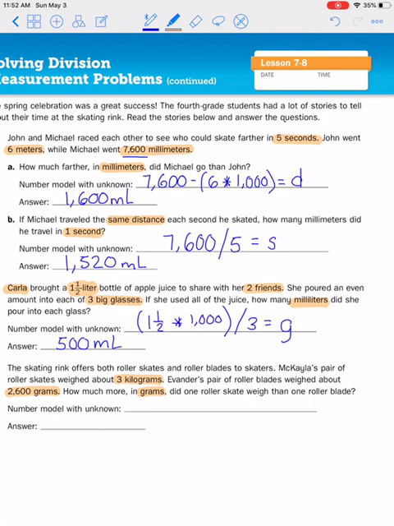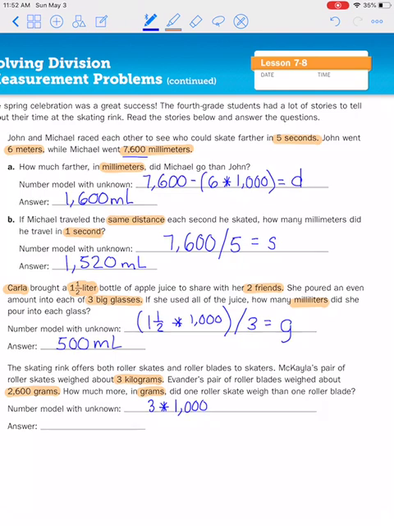So now we automatically know we have to convert kilograms to grams. Again, use your student reference book if you don't know these by heart, but it is something that you're going to have to memorize. So I know that there's 1,000 grams in 1 kilogram. So the first thing I'm going to do is 3 times 1,000 to give us how many grams Michaela's roller skate weighed.